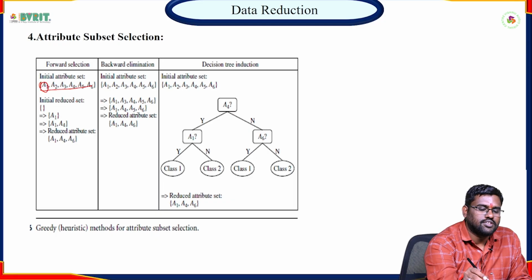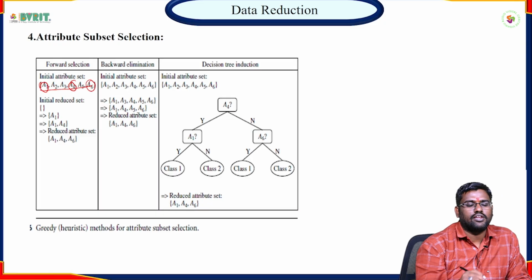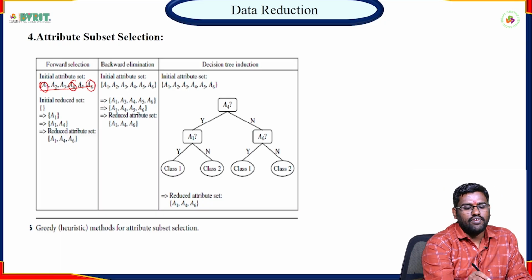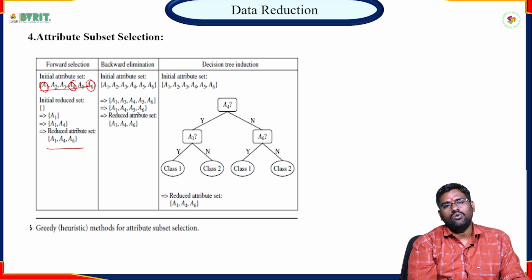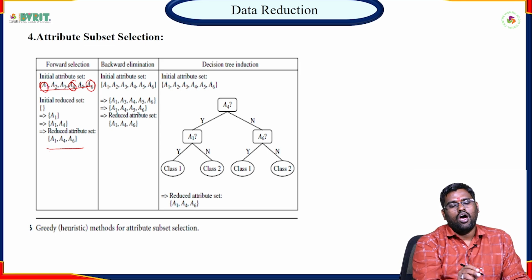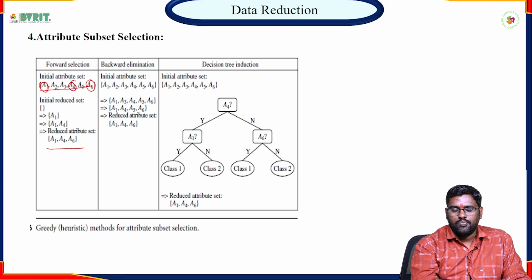Then I need to insert A1, A4. Then I need to insert A1, A4, A6. Like that we are inserting values. So finally our attribute set is A1, A4, A6. So the 6 elements are reduced into 3 elements. Now how are these values written? Actually, we have A1, A2, A3, A4, A5, A6.